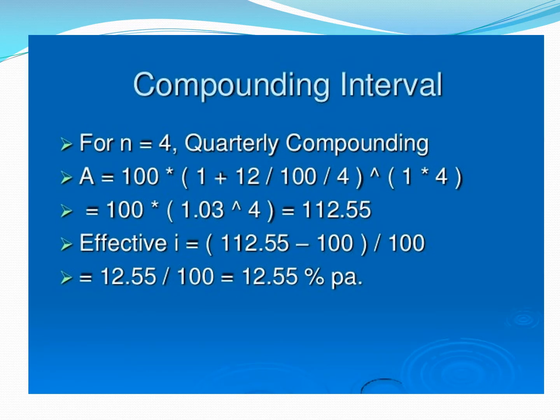Compounding interval for n equals 4 means quarterly. Every year has 4 quarters. Therefore, the amount to be calculated is 100 into (1 plus 12 by 100 by 4) to the power of 1 into 4, equals 100 into 1.03 to the power of 4, we get 112.55. The rate of interest is 112.55 minus 100 divided by 100. Lastly we get 12.55% per annum.